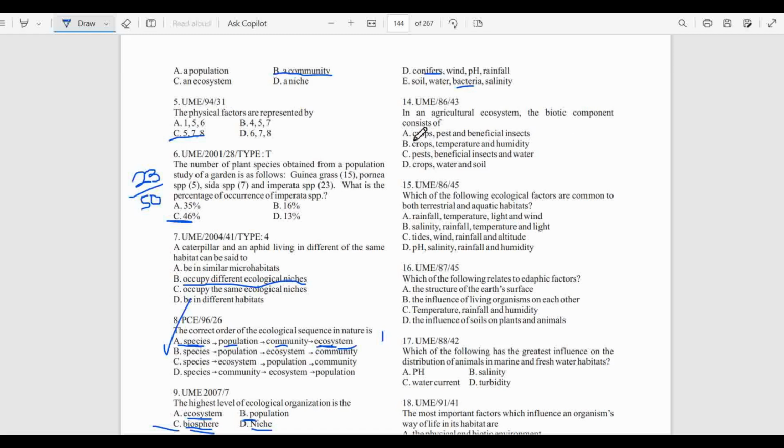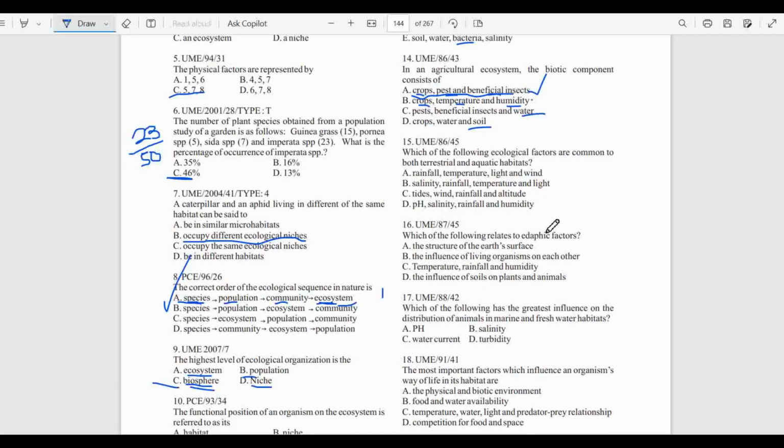In an agricultural ecosystem, you have the crop, the pest, and beneficial insects. You have the crop, the temperature, and humidity. Now, this is wrong. You have the pest, the beneficial insect, and water. This is wrong. You have the crop, water, and soil. This is also wrong. So in the option, everything has to be the living plant component or plant and animal. That's the biotic component. So the right answer to question 14 is A.